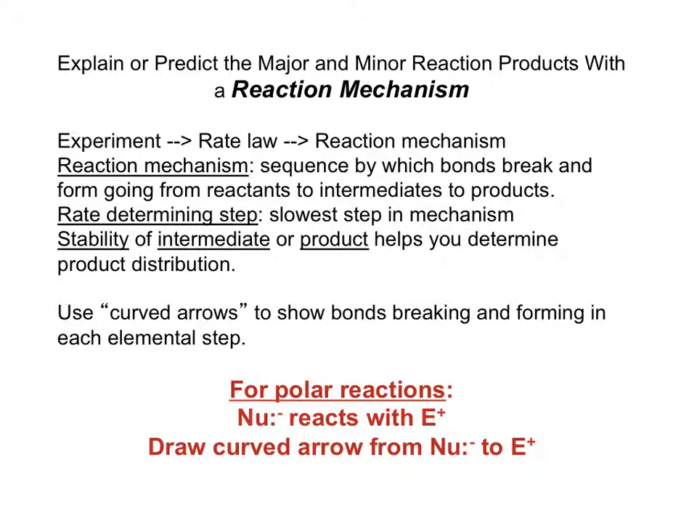A reaction mechanism is the sequence by which bonds break and form, going from reactants to products. And we can use curved arrows to show bonds breaking and forming in each step. The stability of the intermediate or product will help us determine the product or products that form.